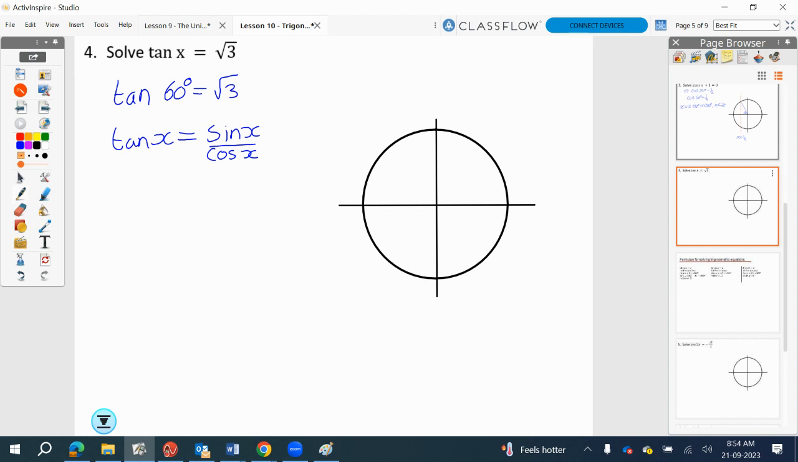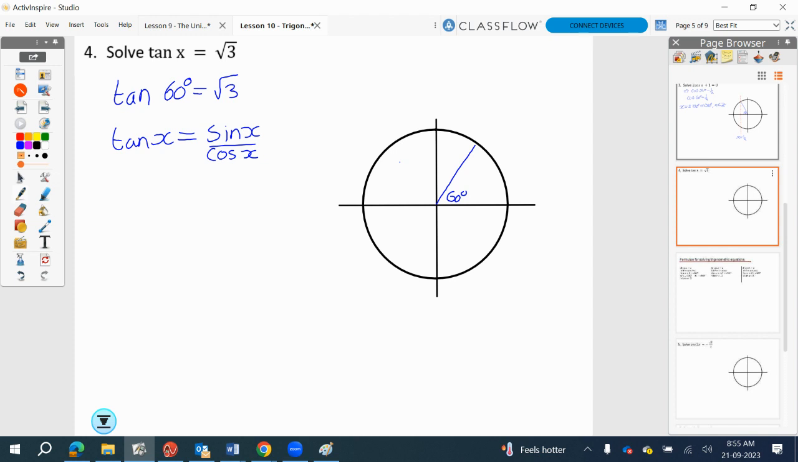This number is positive. For this calculation to be positive, both the sine and cosine must have the same sign. So here, they're both positive, and we have our first solution here. Here's 60 degrees, and here we have positive sine and positive cosine. But here, the sine is positive but the cosine is negative, so it would produce, with the same ratio, a negative root 3.